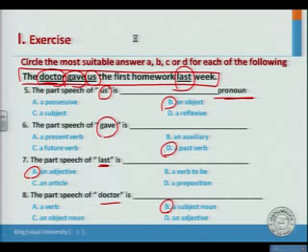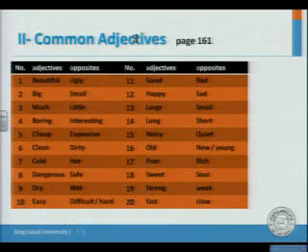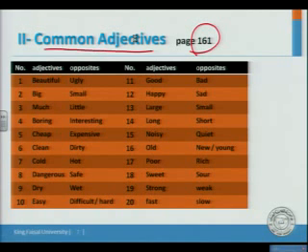Okay, now let's move to the other new content, which is about common adjectives. You go back to the red book, which is Basic English Grammar, page 161, and you will find all of them on this page. And the common adjectives, which means الصفات الشائعة الأكثر شيوعا.